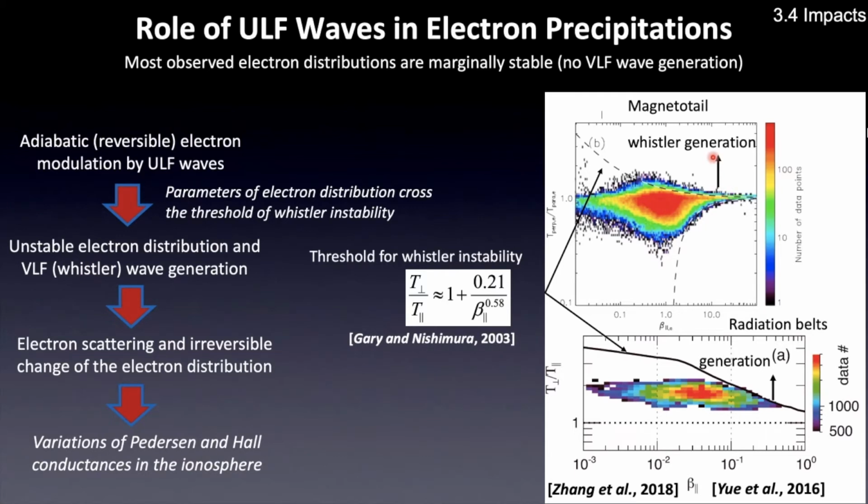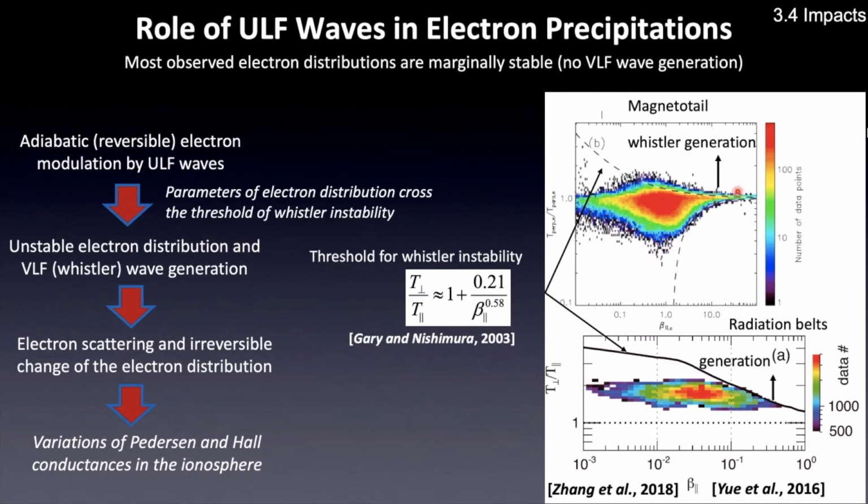Towards this side, it means that the plasma is unstable to Whistler wave generation. Of course, in reality, we can see that the majority of this plasma is marginally stable to Whistler wave generation, which means that it cannot generate Whistler waves by itself naturally. And here come the ULF waves. The ULF waves can modulate the electron distribution in a way that makes them cross this threshold to give rise to Whistler wave generation, at least periodically.